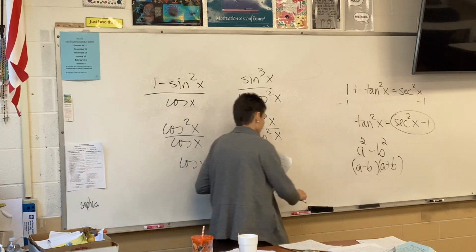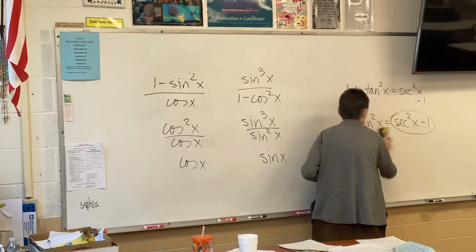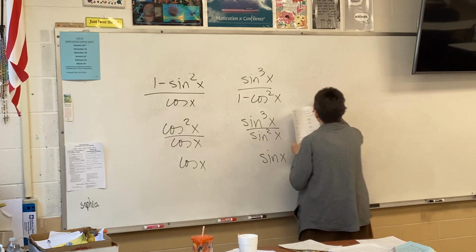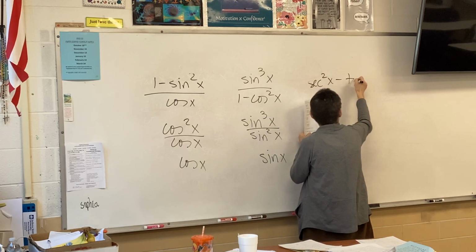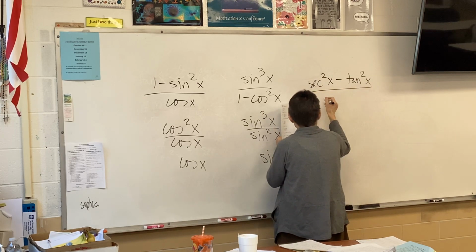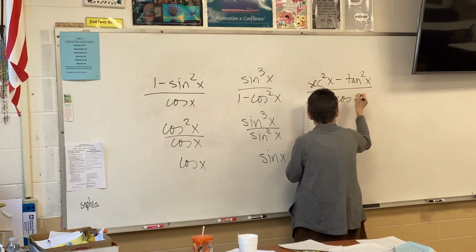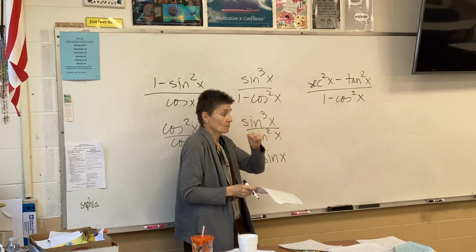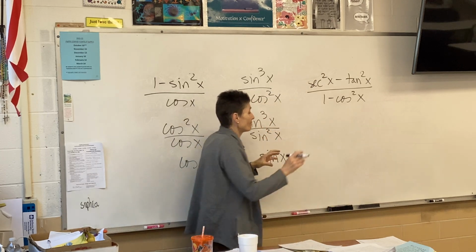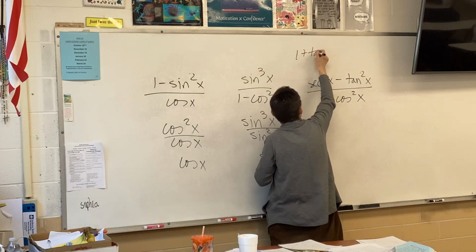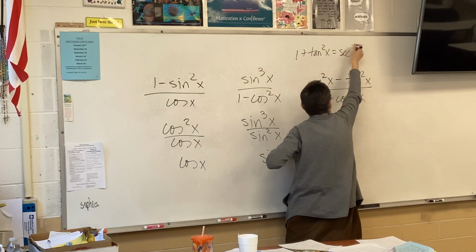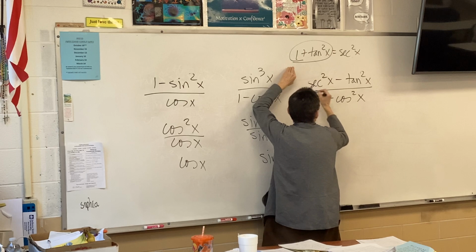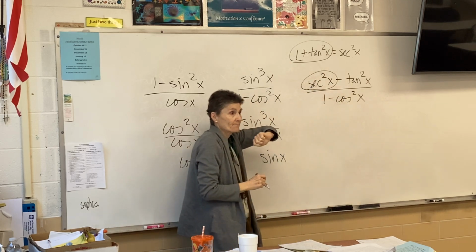How about number 20? Okay, so Jacob said, on my paper circled or starred, I have an identity that says 1 plus tangent squared is secant squared. So he says, what if I take this and plug it in here? Is that legal? All right.